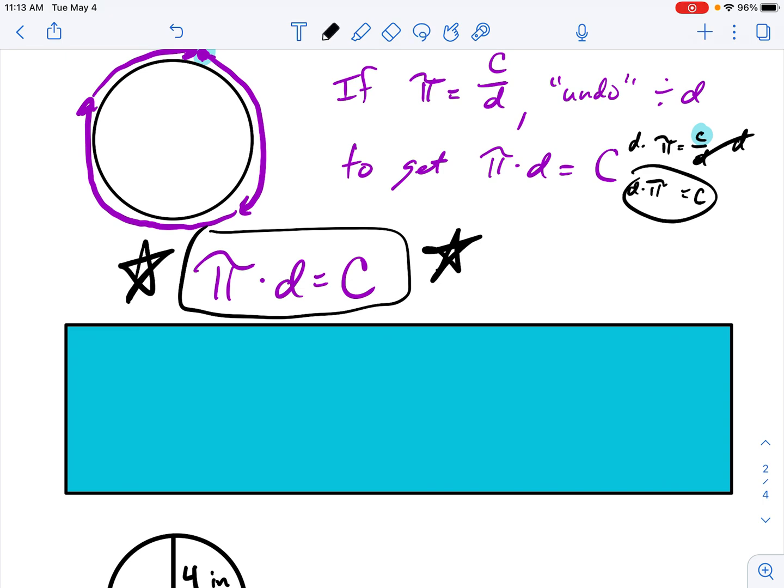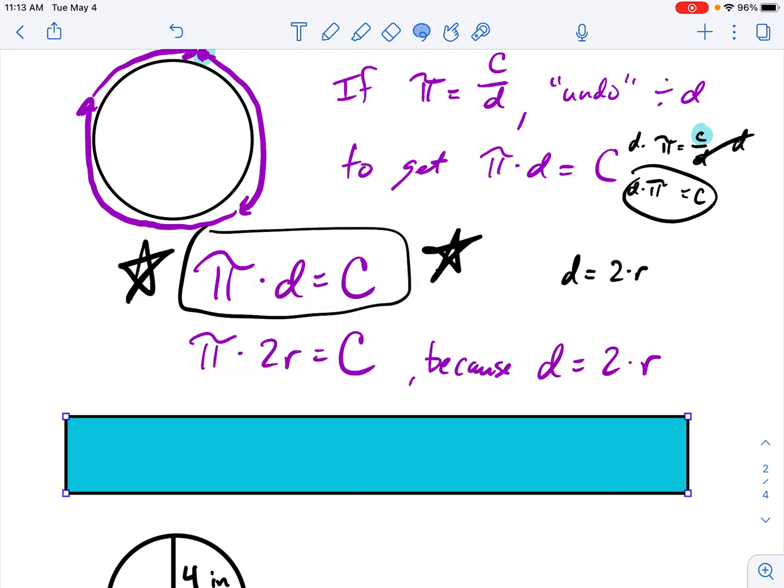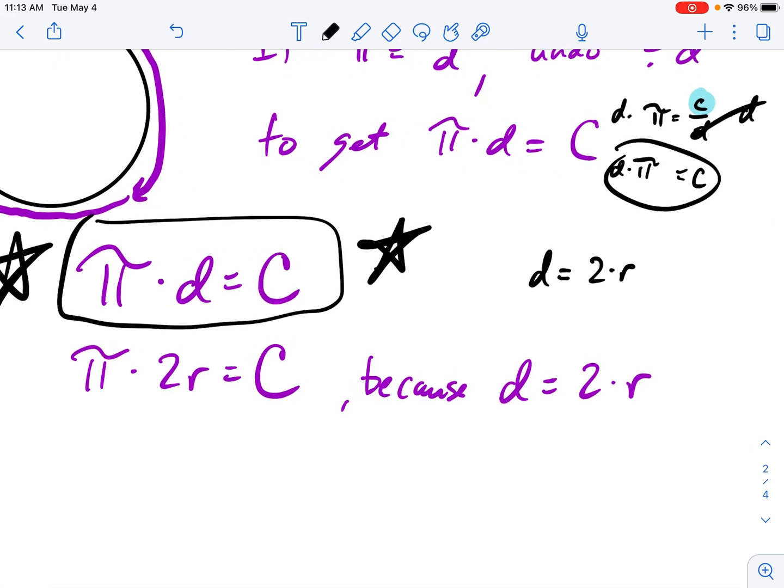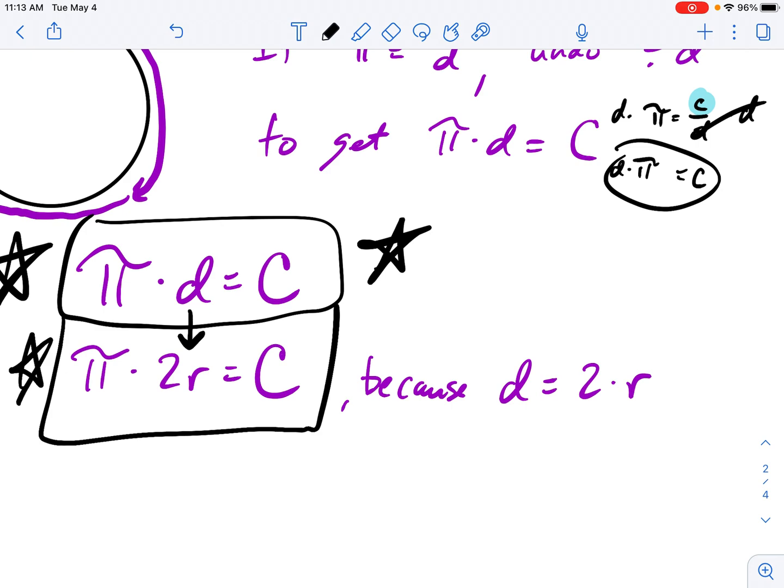But remember, we said the diameter is the same as 2 times the radius, right? Because it's double the radius. So that means you can also write circumference as pi times 2r, all right? Because the diameter equals 2 times the radius. So there's 2 different ways to find the circumference, and both are good.